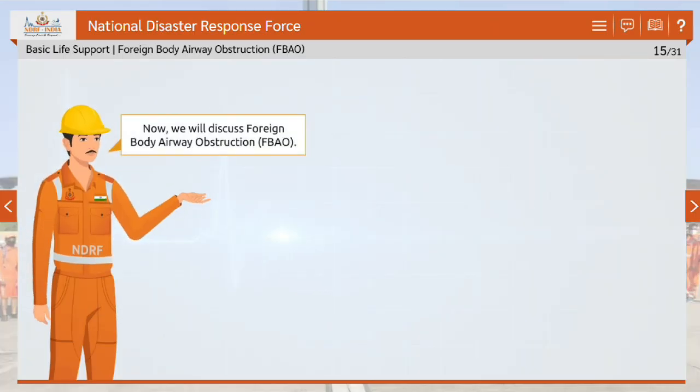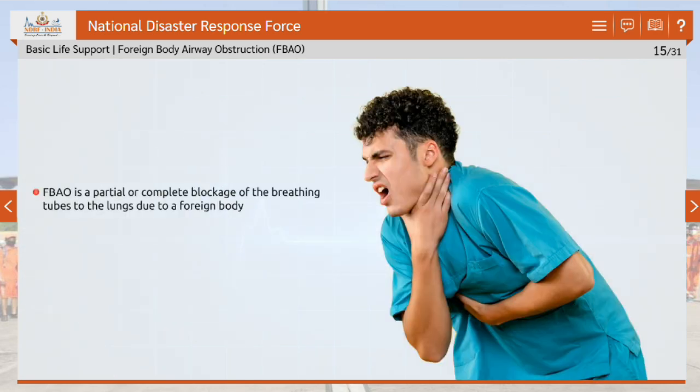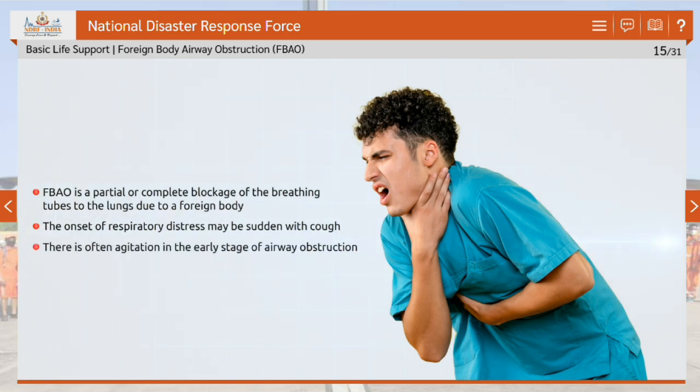Now, we will discuss foreign body airway obstruction, FBAO. Foreign body airway obstruction or FBAO is a partial or complete blockage of the breathing tubes to the lungs due to a foreign body like food, a bead or toy. The onset of respiratory distress may be sudden with cough. There is often agitation in the early stage of airway obstruction.